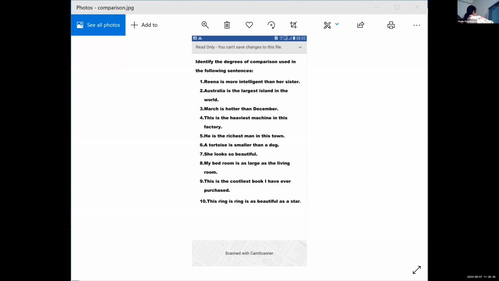You have to read the sentence and say whether it is in positive, comparative or in superlative. Look at the first sentence. Reena is more intelligent than her sister. No need to shout. I'll ask Varada, can you try the first one? More intelligent. Okay, tell me which degree is used here. Comparative. Okay, very good. It's comparative.